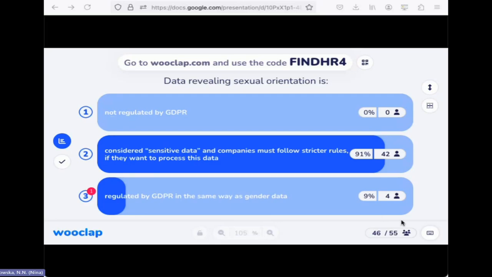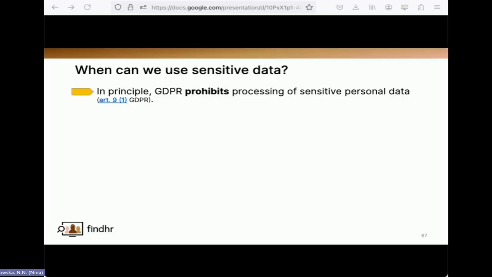So now the question is, what are the rules, right? Can we even use this sensitive data at all? So in principle, GDPR prohibits the use of sensitive personal data. That's the main rule, the main principle.